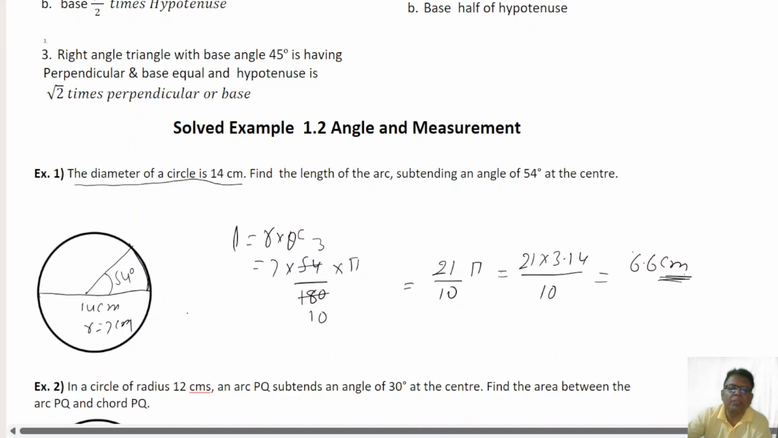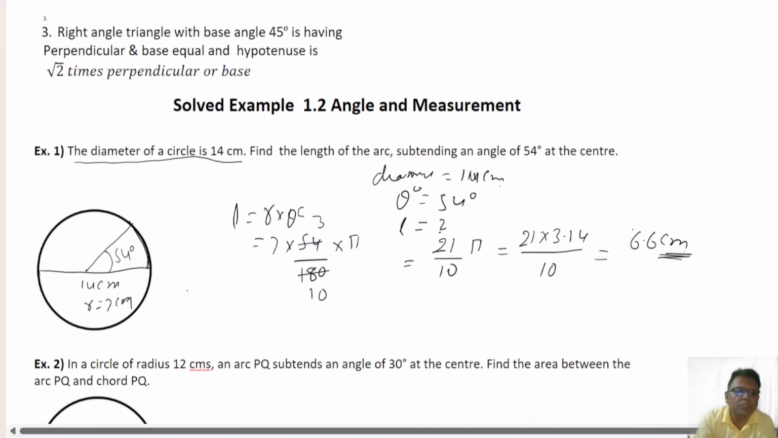You must write the unit because the unit is very important. So you should write, as given, diameter is equal to 14 centimeter, and theta degree is equal to 54. What you have to find out? You have to find out L is equal to what? So this way you must write. This is a good habit.